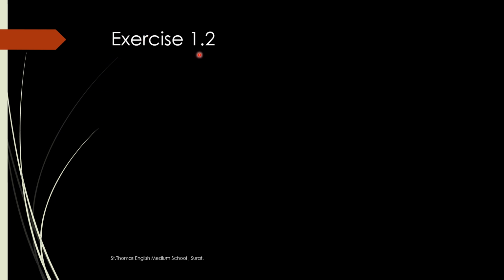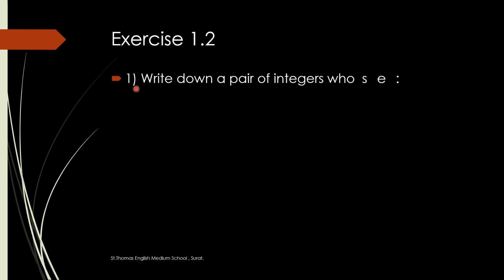Exercise 1.2, question number 1. Write down a pair of integers whose, first one, sum is minus 7. So, you can find a pair of integers whose sum is minus 7. There are lots of numbers, so you can write only one pair.